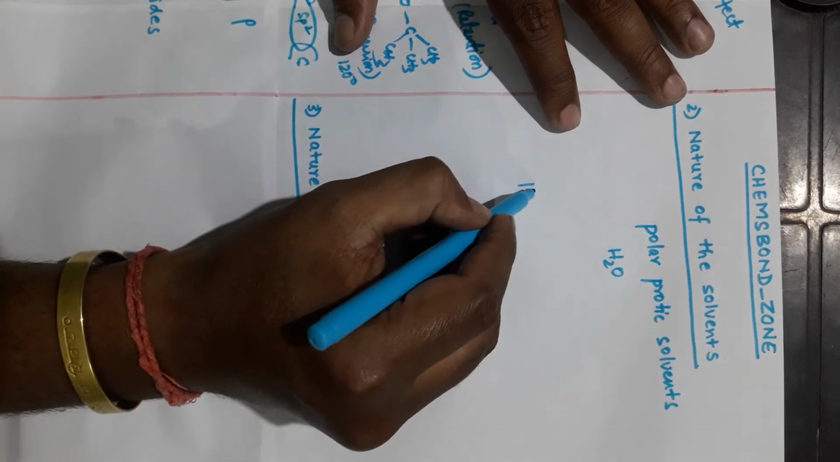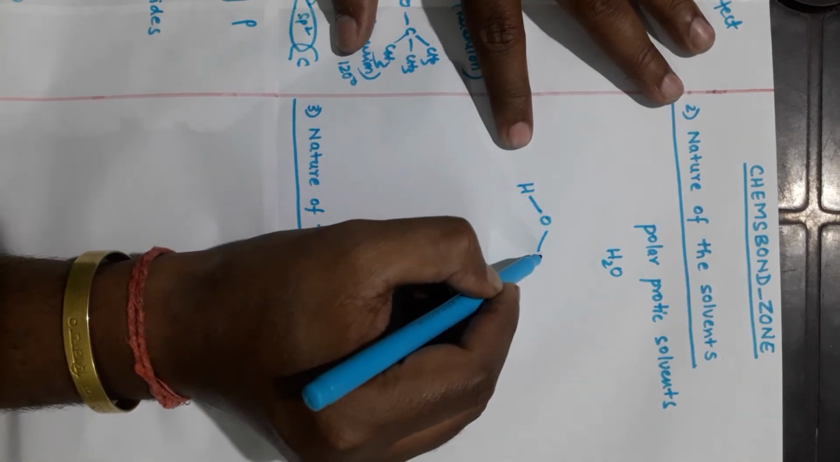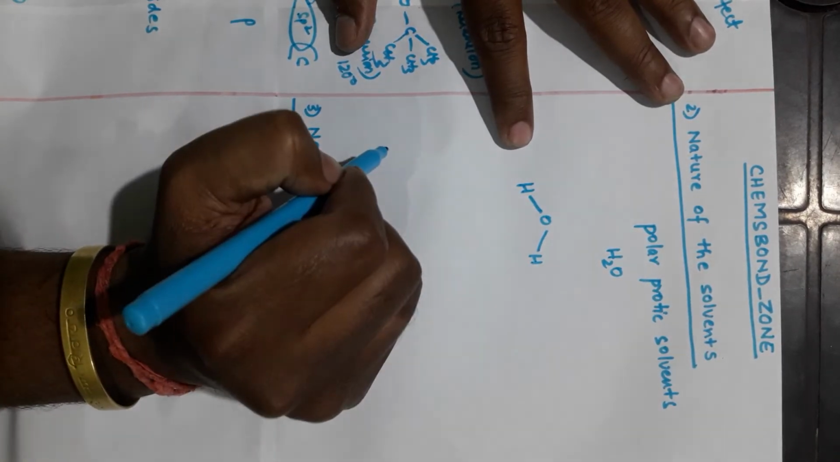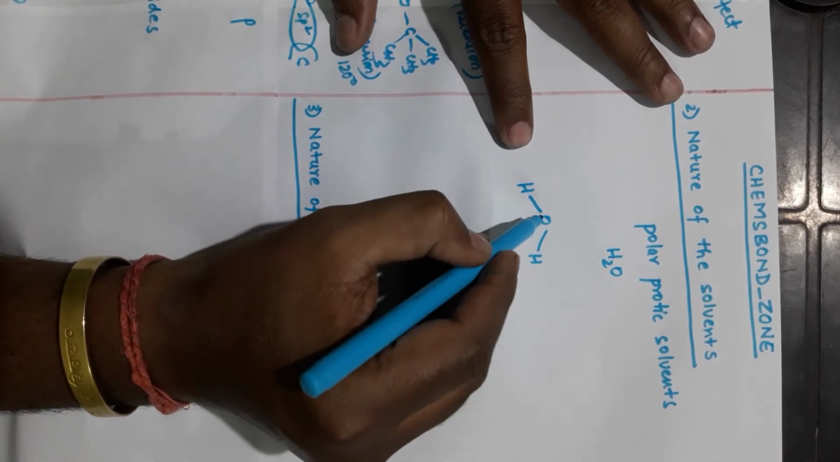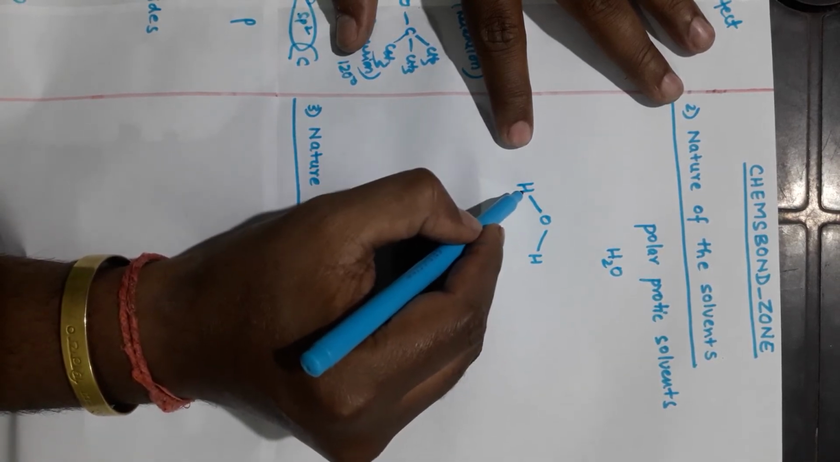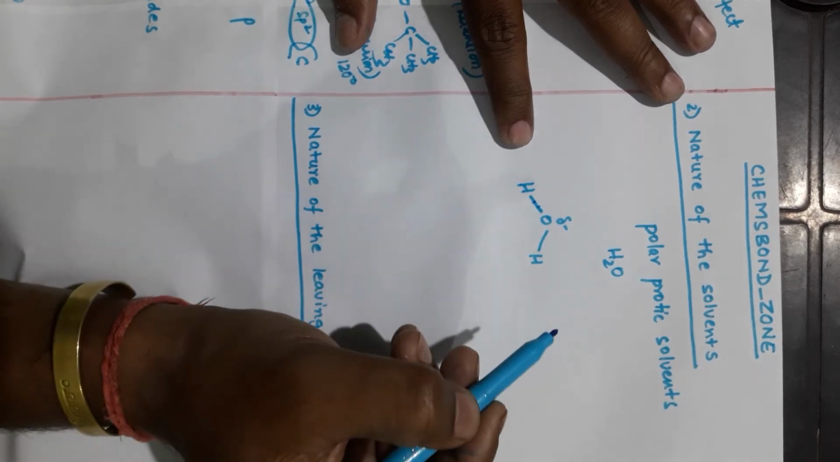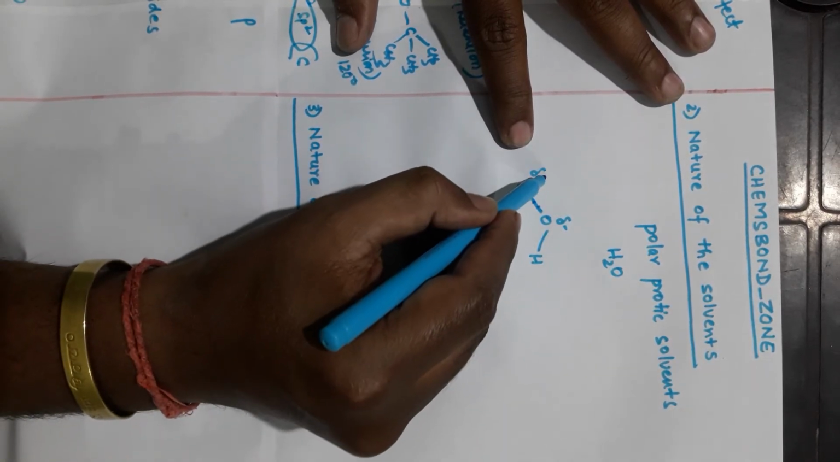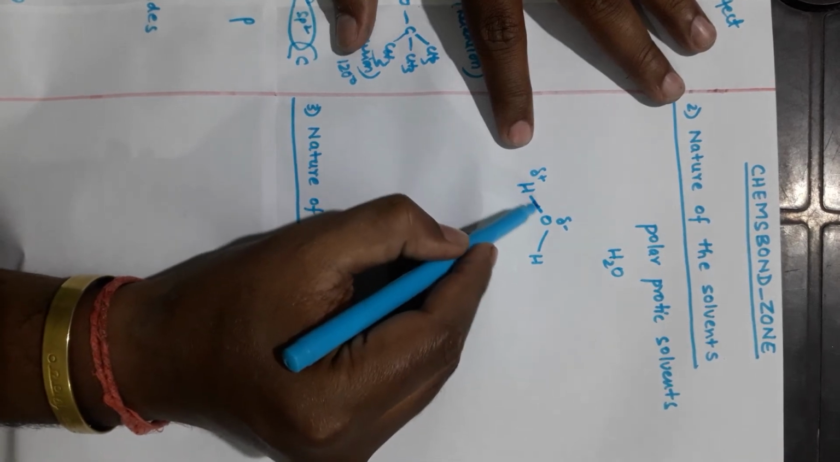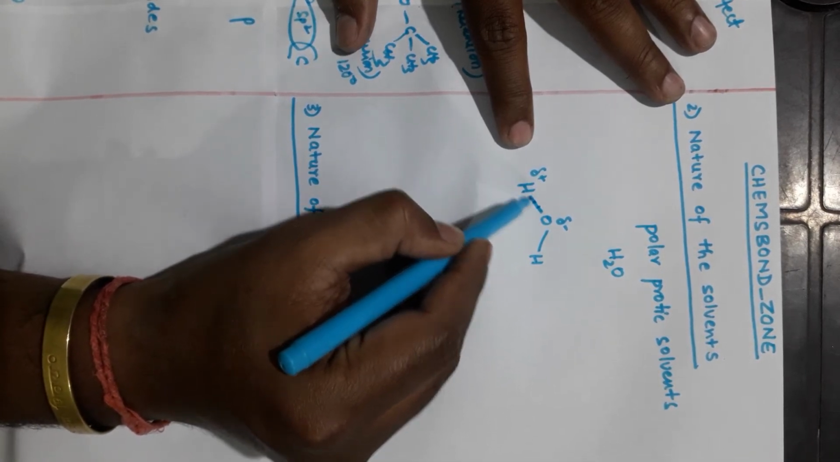We know that water is a polar molecule. Why is it polar? Water has two O-H bonds. Oxygen is more electronegative than hydrogen, so the shared pair of electrons will be nearer to the oxygen. So oxygen will develop a partial negative charge and the hydrogen will develop a partial positive charge because the shared pair of electrons is away from it.